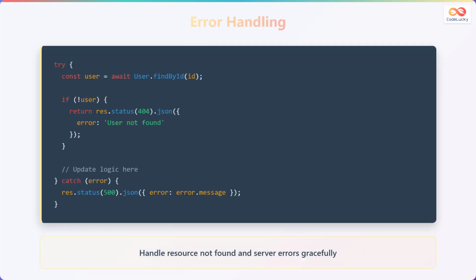Proper error handling is essential for a robust API. It allows you to gracefully handle unexpected situations and provide informative error messages to the client. In this example, we wrap the update logic in a try-catch block. First, we attempt to find the user by id. If the user is not found, we return a 404 not found status with an error message. If any other error occurs during the process, such as a database connection issue, we catch the error and return a 500 server error status with the error message.